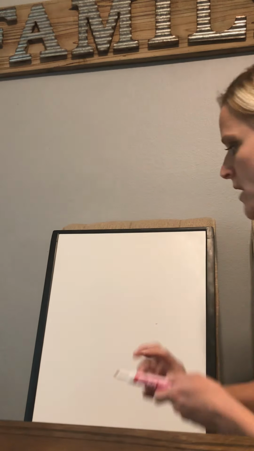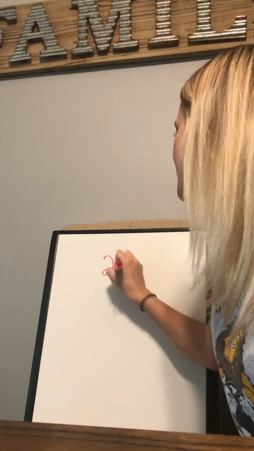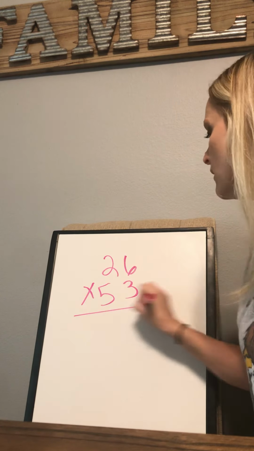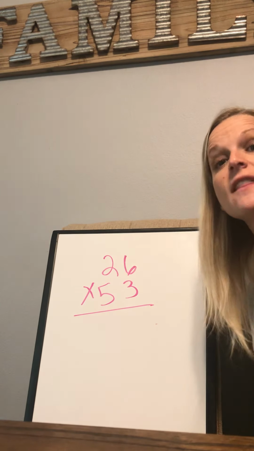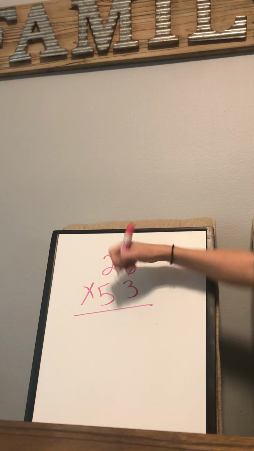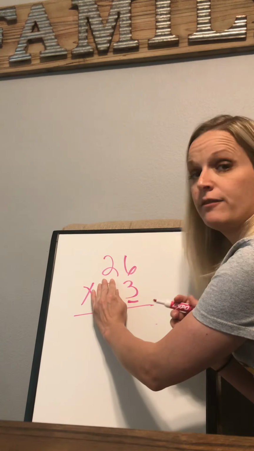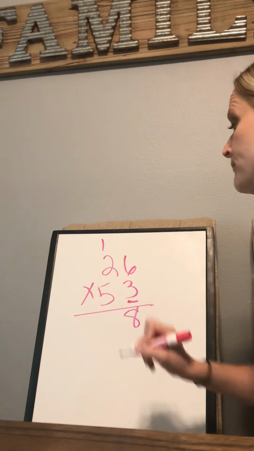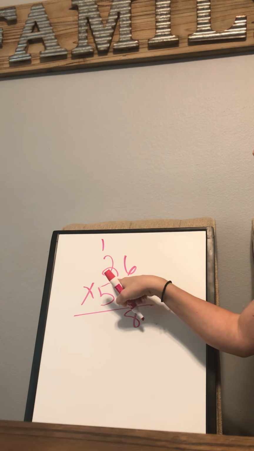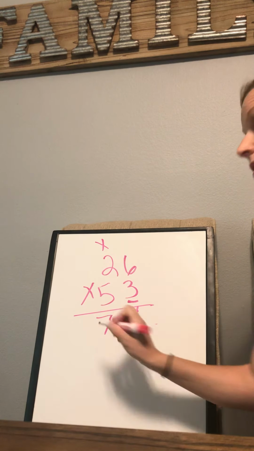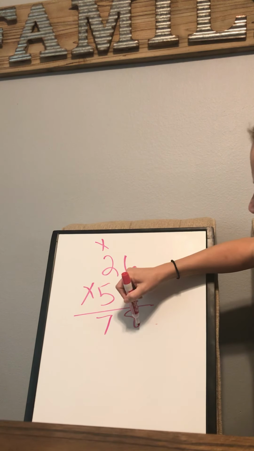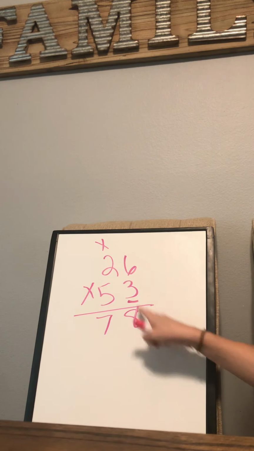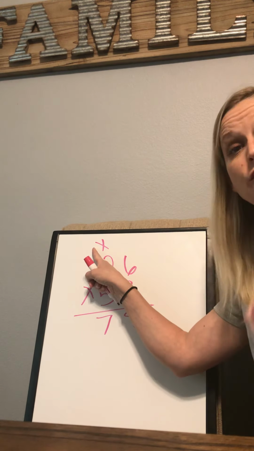Alrighty, I'm going to do another one. Let's say we have 26 times 53. I'm going to use the standard algorithm first, and then I'll use the box method. Remember, we start in the ones place. Forget about this 5. I'm going to do 3 times 6 is 18. 8, carry the 1. 3 times 2 is 6, plus the 1 is 7. Remember, you always put down the ones place and carry the tens place. Okay, some of you accidentally put 1 here and carry the 8. All right, so be careful with that too.